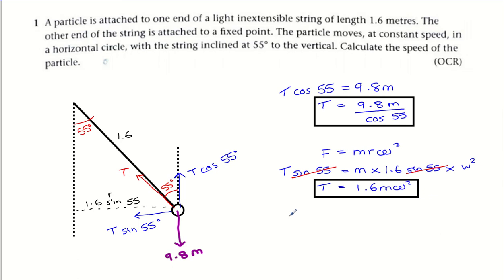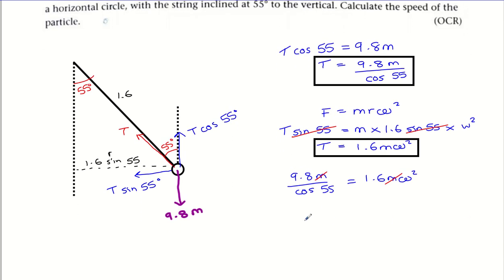So if we now say that 9.8 m over cos 55 is equal to 1.6 m omega squared, because they're both T, aren't they? That cancels with that, and now you're just left with one variable, which is omega. So if you do 9.8 over cos 55 and then divide by 1.6, so bring the 1.6 over, you get that omega squared is 10.67, and then when you square root it, omega is 3.267.